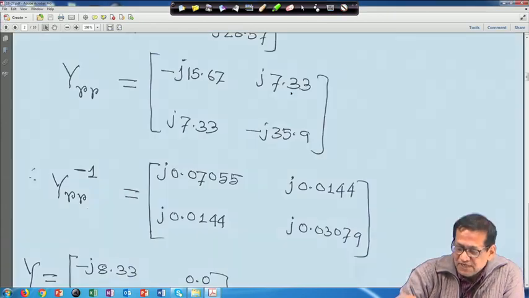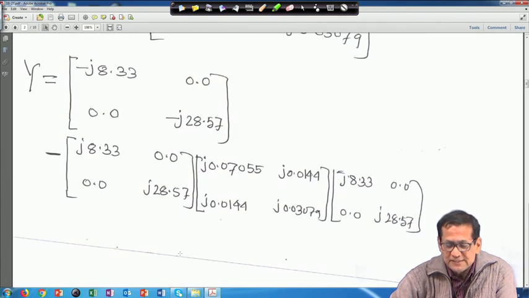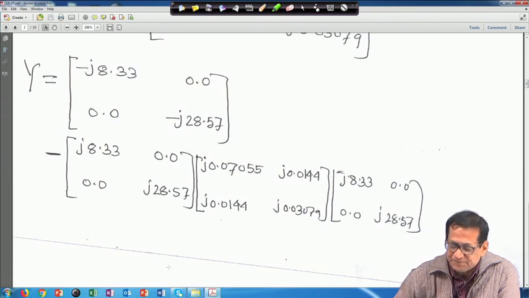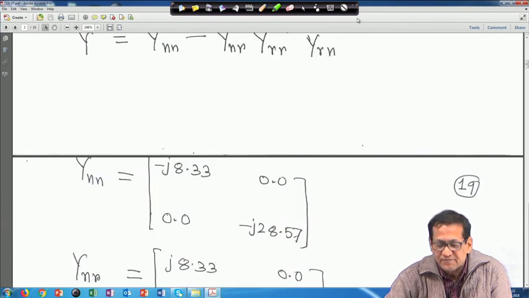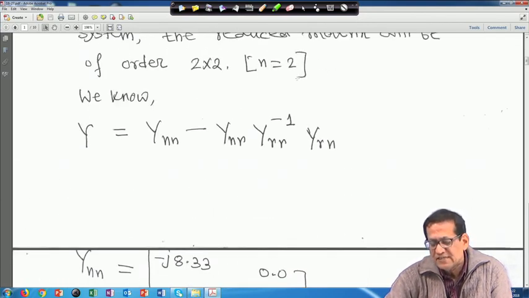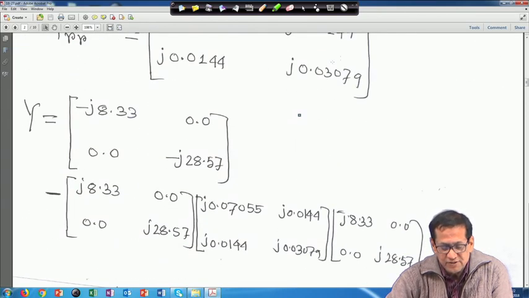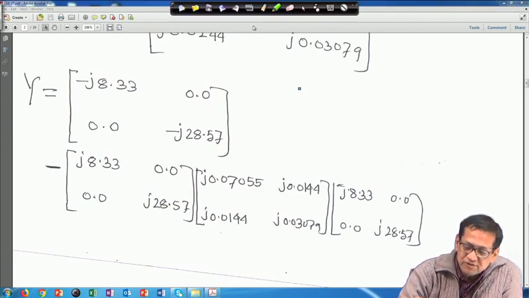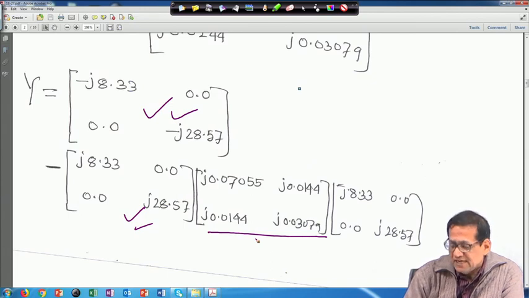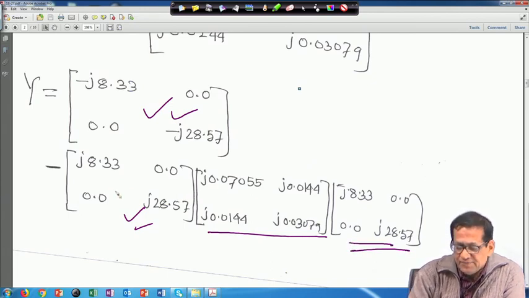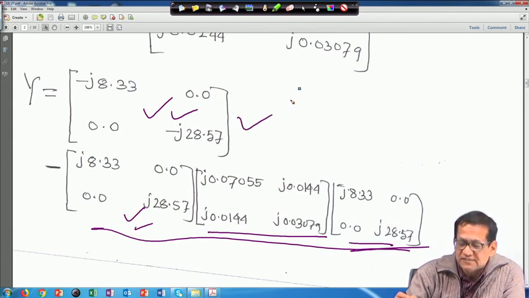So, once you have done this, Y is equal to YNN minus YNR, YRR inverse, YRN, right. Here this is your YNN, this is YNR, this is YRR inverse and this is YRN. You multiply these 3 matrices, and whatever you get, you subtract that from this matrix, right.